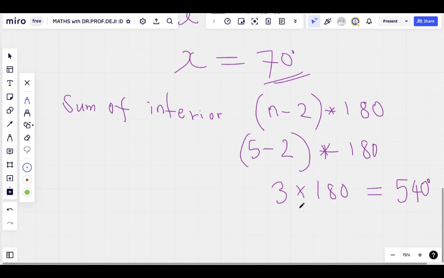So for hexagon, we say 6 sides. We say 6 minus 2, which is 4. 4 times 180, you get 720, which is the sum for a hexagon. For heptagon, that's 7 sides. You say 7 minus 2, which is 5. 5 times 180, you get 900. So it depends on the polygon. Are you with me?